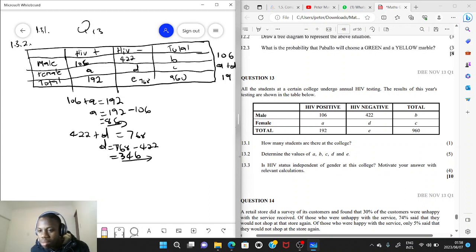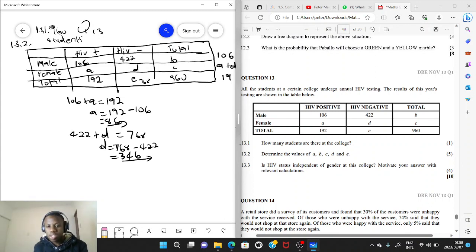Our sample size becomes the total. You see, the sum of this, thus we have the total here. The sum of this remains to be 960. So the total learners at the college is 960. So for 1.3.1, we have 960 students, right?